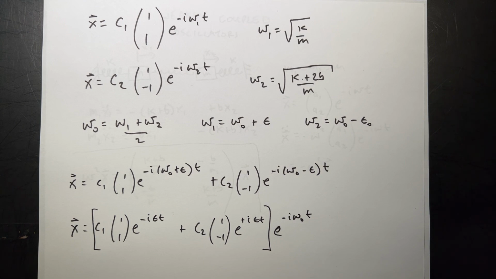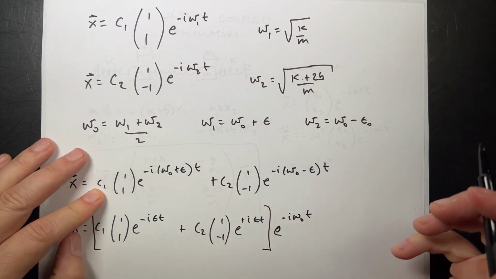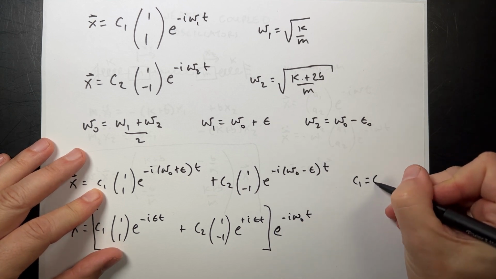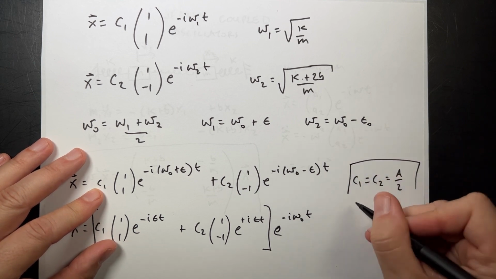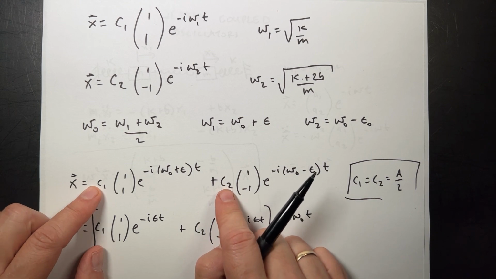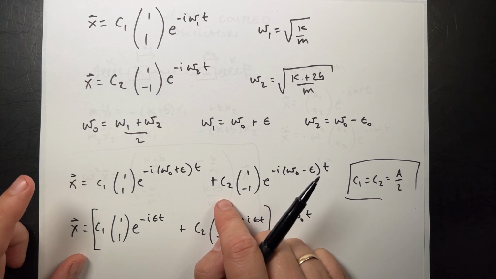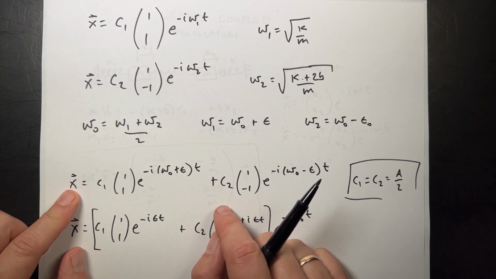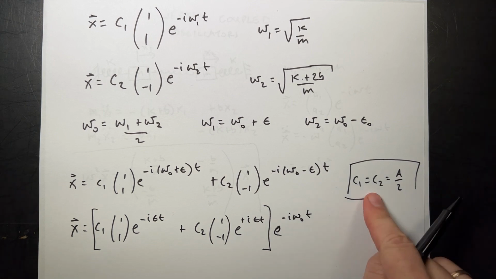Now, I did this before, but I need to find these constants. They're kind of arbitrary. Let's pick the case where C1 is equal to C2, which is some constant, the amplitude A over 2. I'm going to pick these two as the same. You can find C1 and C2 based on the initial conditions of x at t equals 0, x1 at t equals 0, x2 at t equals 0, x1 dot at t equals 0, x2 dot at t equals 0. And so you can pick out what you need. We're just going to use a simple case like this.